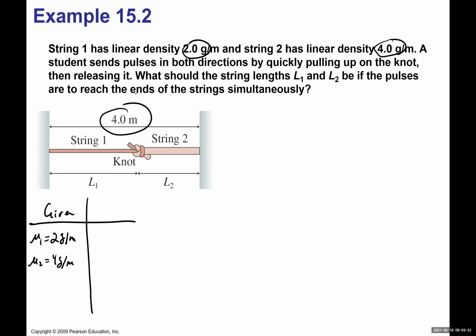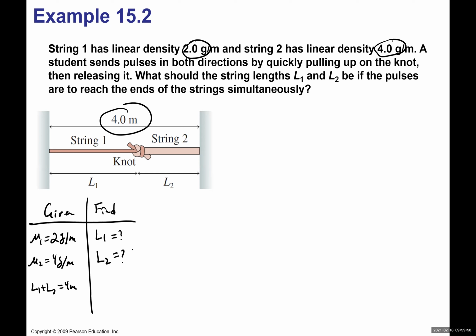So I guess we can say that L1 plus L2 equals 4 meters. So that's one thing we also have. Then what we want to find is L1 and L2. Those are two unknown distances, or rather how are they related? How is one compared to the other one? Is it double, triple, half, and things like that?